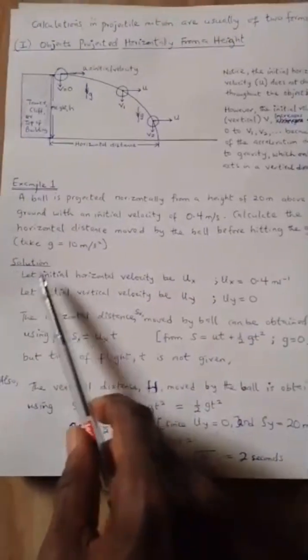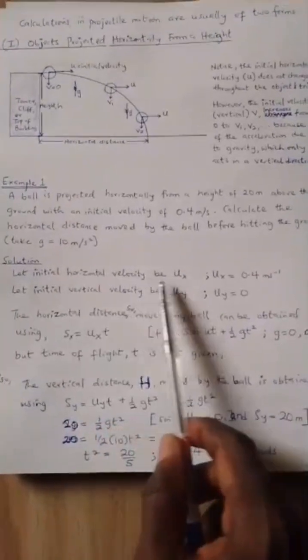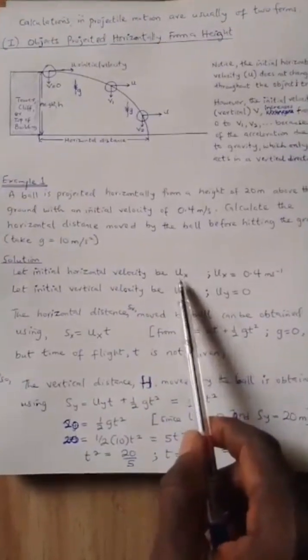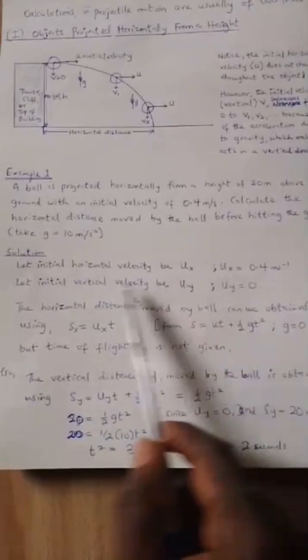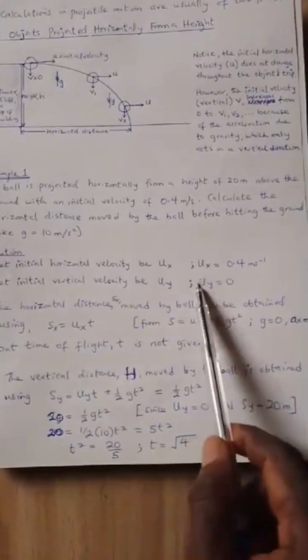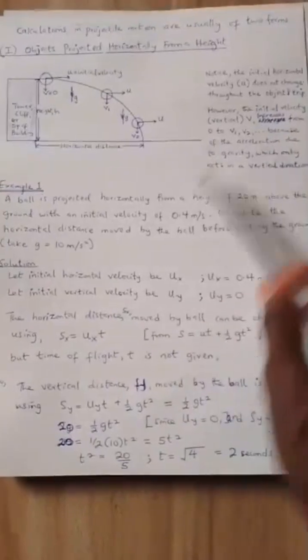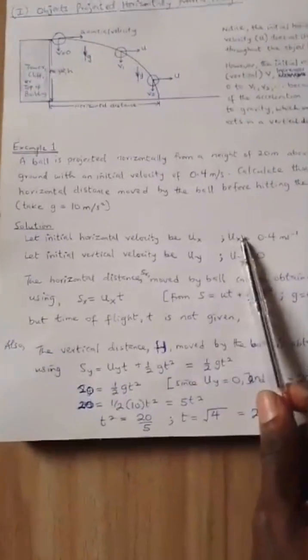Okay, so let the initial horizontal velocity be ux. That's the horizontal component of our initial velocity. ux is 0.4 meters per second. Let the initial vertical velocity be uy, and uy is equal to 0 because we are told it's projected horizontally. So there's no vertical component. It's not projected at an angle. It's completely horizontal, so all of that is ux, 0.4.